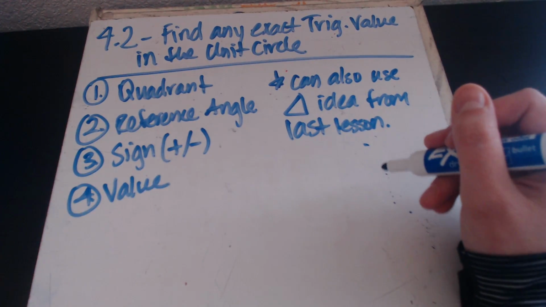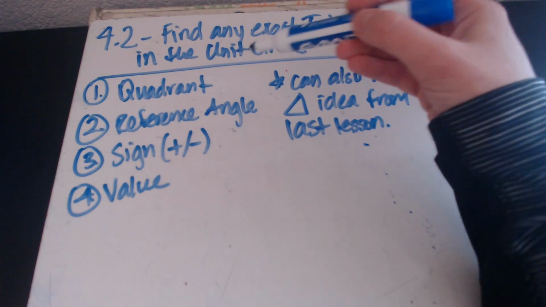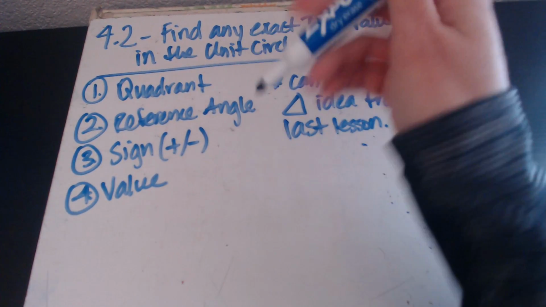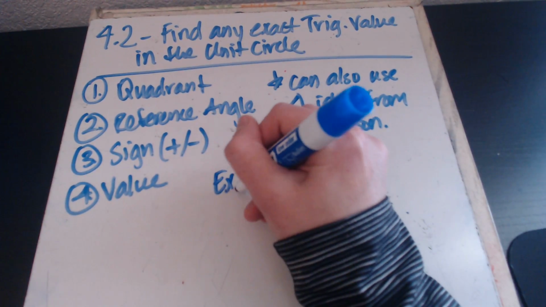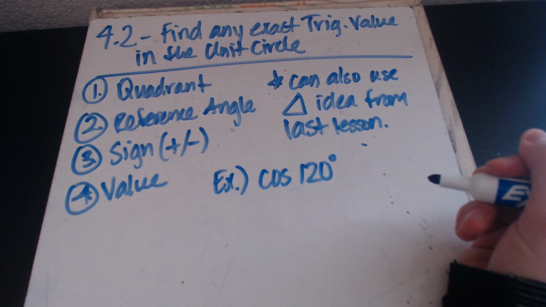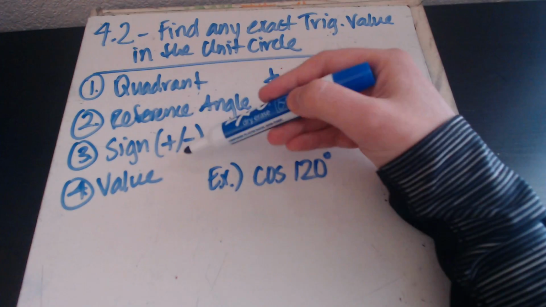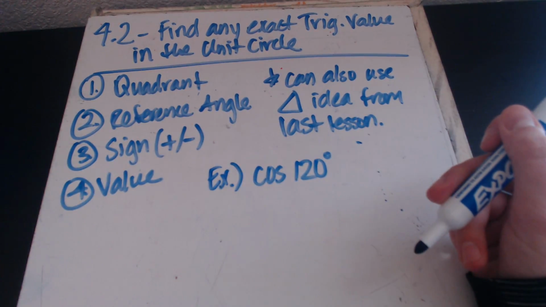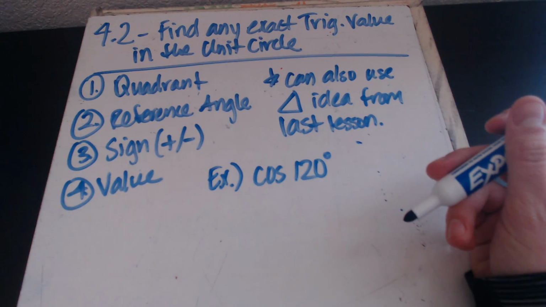So we covered this before we went on our extended break. If I ask you, for example, what is cosine of 120 degrees? This is the step-by-step process that you need to go through, so make sure that you write that down. Remember, you can always pause the video as I'm speaking so that you can write stuff down.